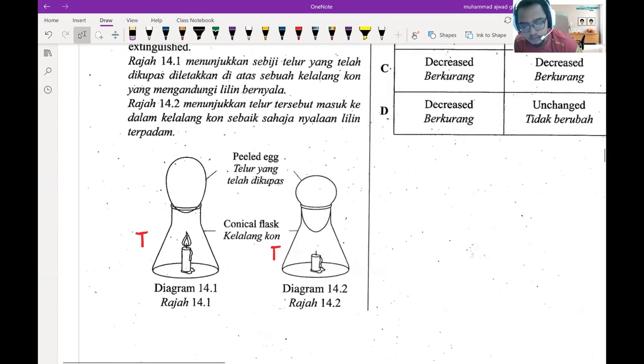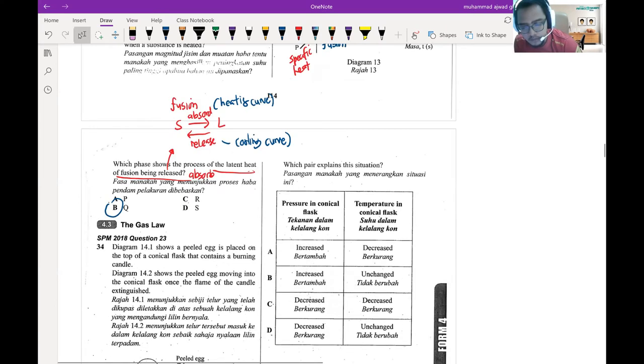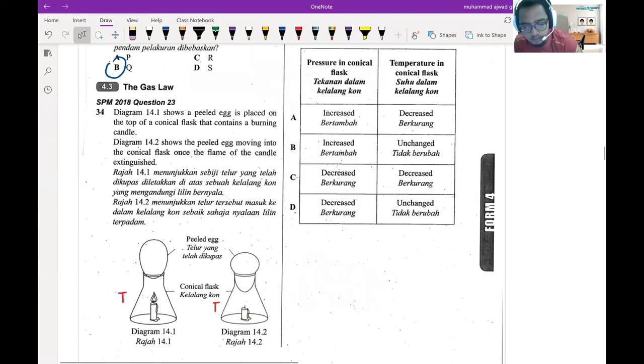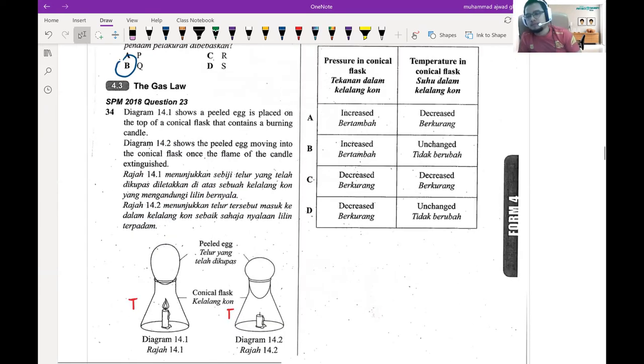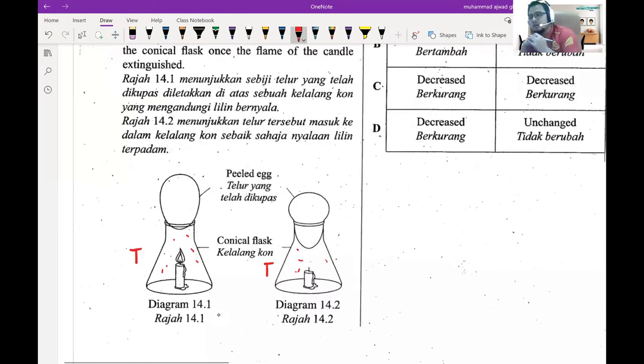Right. So first, kita tengok jawab soalan dulu. Which pair explain the situation? Kenapa waktu ada api tu dia tak boleh masuk? Okay, first which law? Kita tahu dulu, which law. Ingat eh, kita cerita pasal gas law, kita cerita pasal apa? Pasal gas. Pasal gas kat dalam ni. Okay, kenapa panas tak boleh masuk bila dah sejuk boleh masuk?